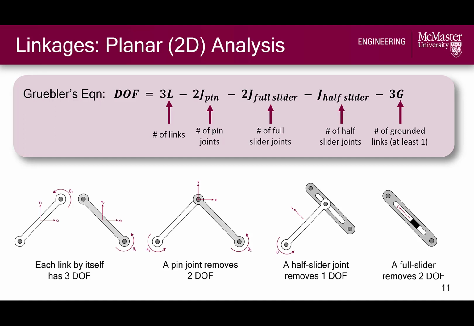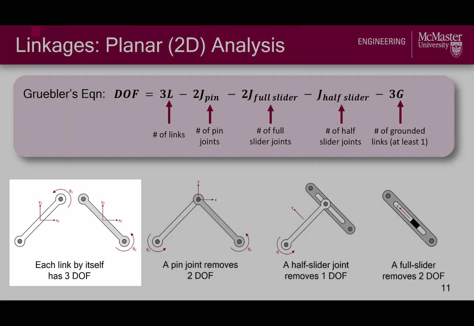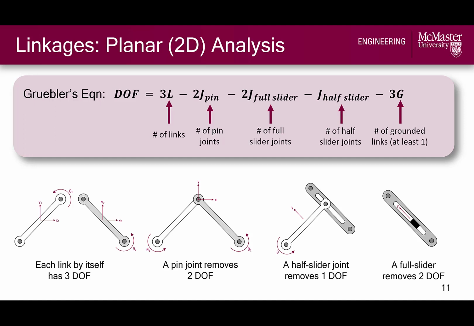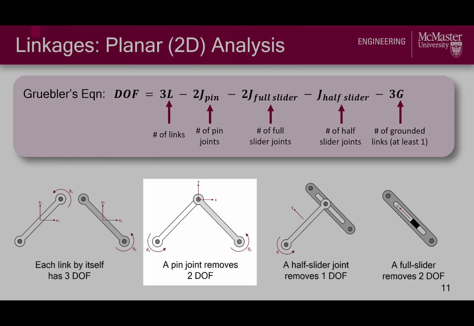A key aspect of linkage mechanism analysis is consideration of the degrees of freedom. Essentially, we need at least 1 degree of freedom to enable motion. If we consider movement in a 2D plane only, a link by itself has 3 degrees of freedom: 2 translation degrees of freedom in the x and y directions, and 1 rotation degree of freedom. If we have 2 links, then they have 6 degrees of freedom combined, and if we connect them together with a pin, we lose 2 degrees of freedom, because now the 2 links must translate together.